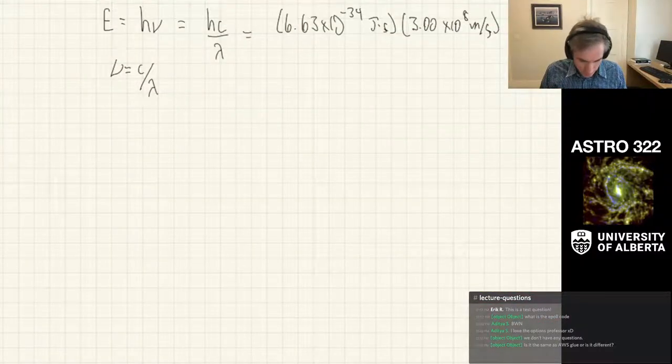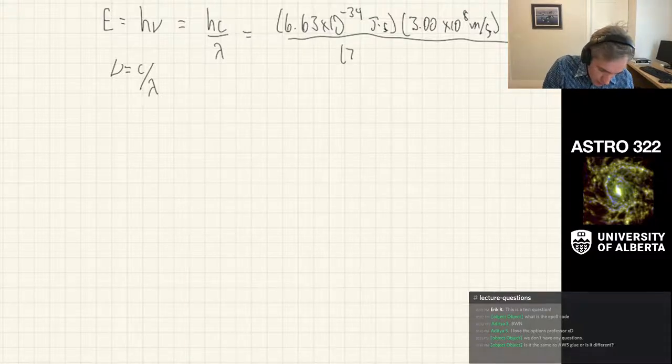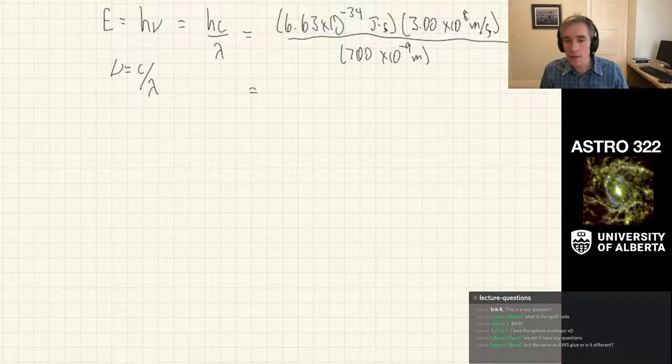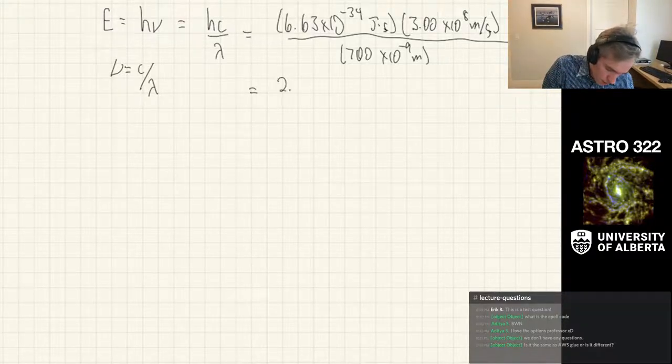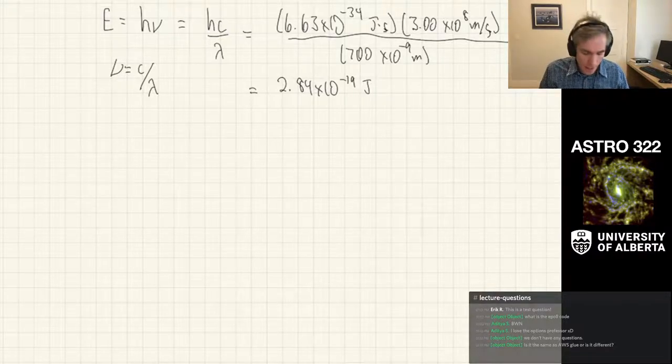Don't press that button. Okay, and then I just plug in the wavelength. A nanometer is 10 to the minus 9 meters, so we have 700 times 10 to the minus 9 meters. And then if we grind that all out, you get a result that is 2.84 times 10 to the minus 19 joules. And you know that that's right at that characteristic energy scale of an electron volt.